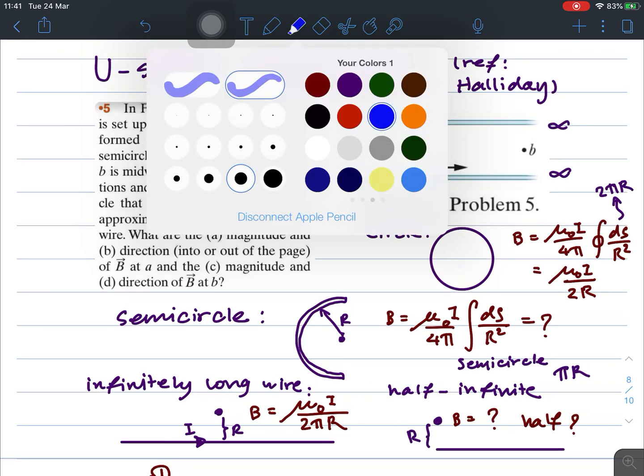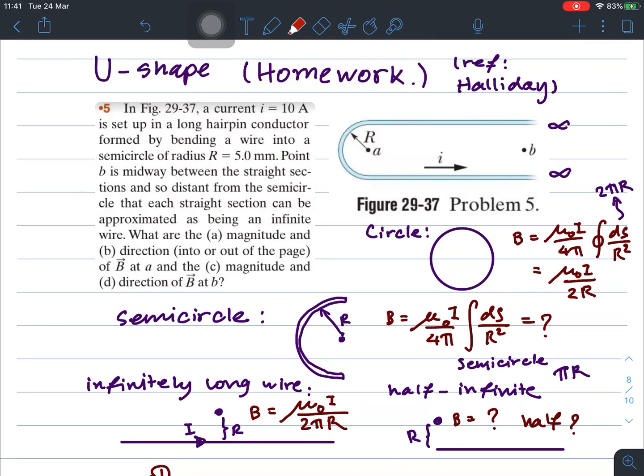Our homework will be about a system that looks like a U-shaped wire, and there's an electric current I flowing through it. We suppose that this side is infinitely long, and the other side is also infinitely long. At the end of the hairpin, we have a semicircle of radius r, and the center is at the point A. The point B is in the midway of an infinitely long wire. So this part is very long, this part is very long, and we have B at the middle. This is how it works.